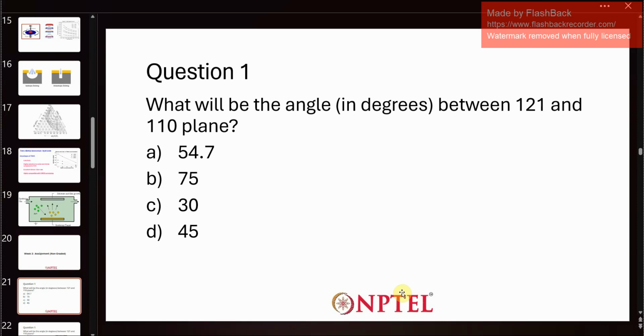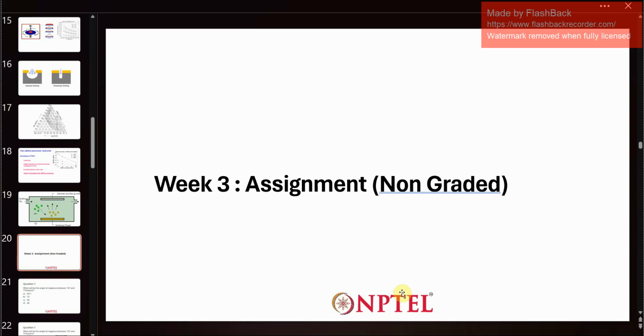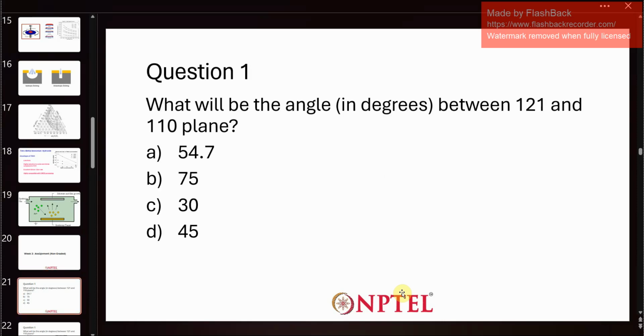So we come to the practice assignment. The first question is: what will be the angle in degrees between the 121 and 110 planes? Will it be 54.7 degrees, 75 degrees, 30 degrees, or 45 degrees? This is a trick question, because 54.7 is used in a lot of places in MEMS. A person who is not paying attention to the question is bound to take 54.7. So be careful. Use the formula which I have given earlier and try to solve it.